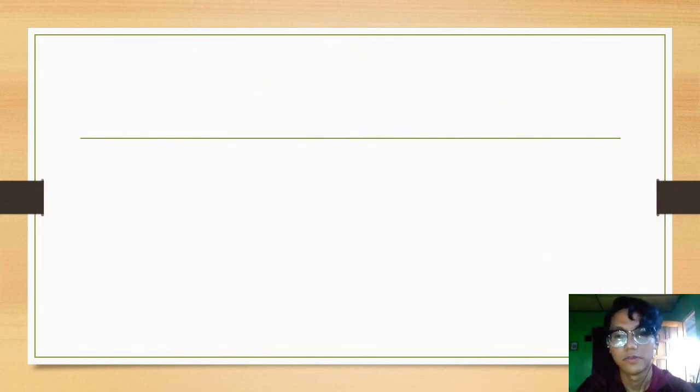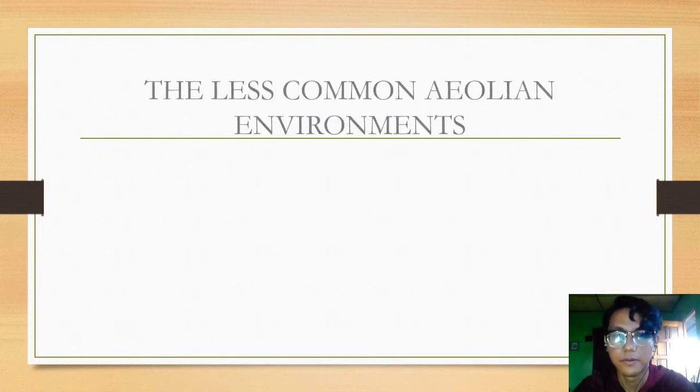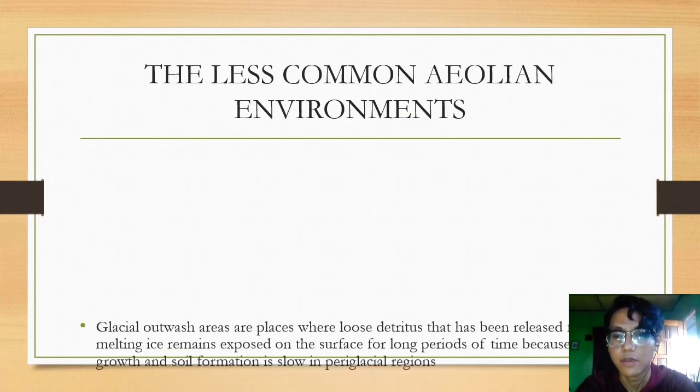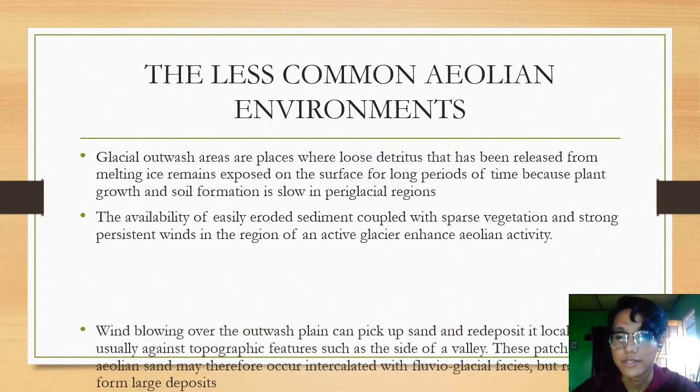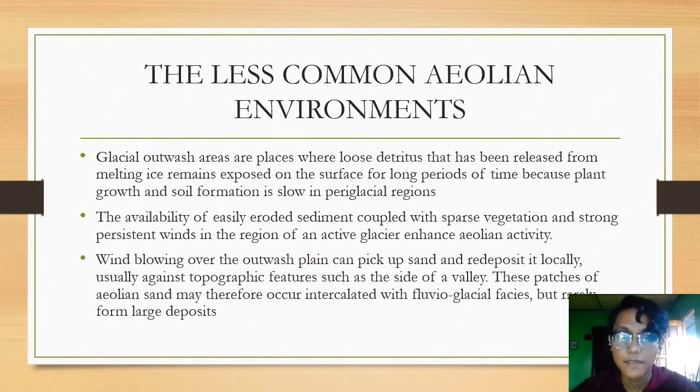Now we're going to talk about the less common Aeolian terrain, which is the glacial outwash. Glacial outwash areas are places where detritus released from melting ice remains exposed on the surface for long periods of time, and because plant growth and soil formation are slow, they appear in periglacial regions. The availability of easily eroded sediment coupled with sparse vegetation and strong persistent winds in the region of an active glacier enhances Aeolian activity.